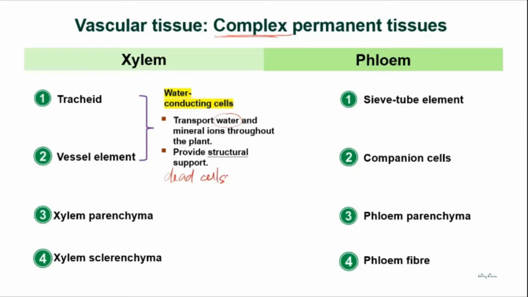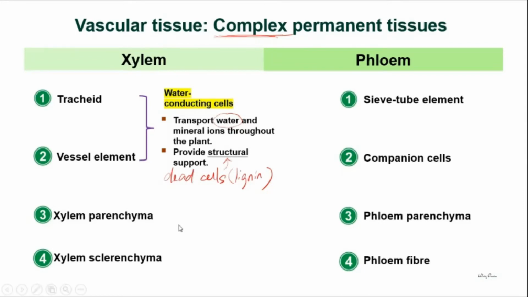Dead cell at functional maturity means they have lignin in the secondary cell wall. So these two are also able to provide support to the plants, which is structural support, because they make the plants always stand upright.